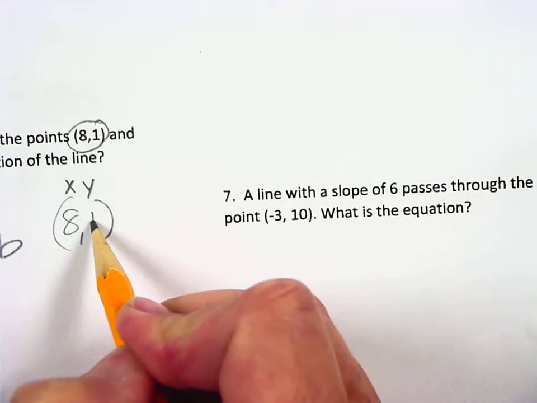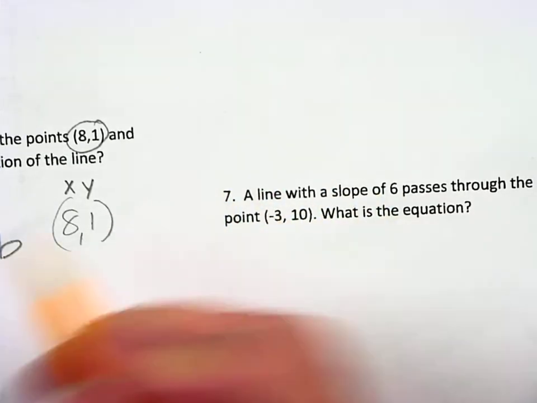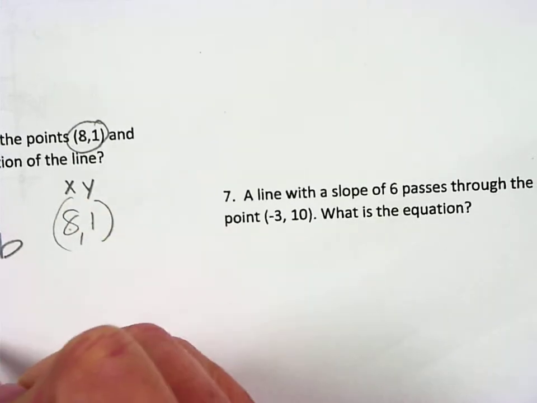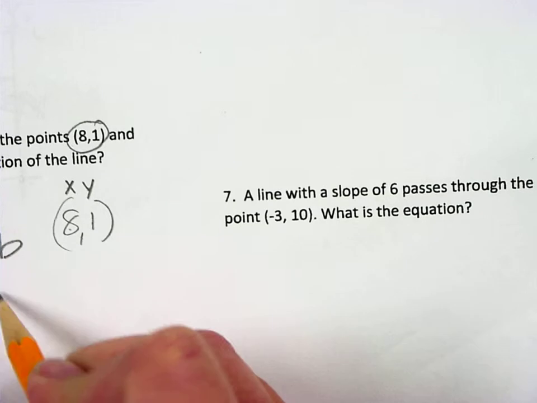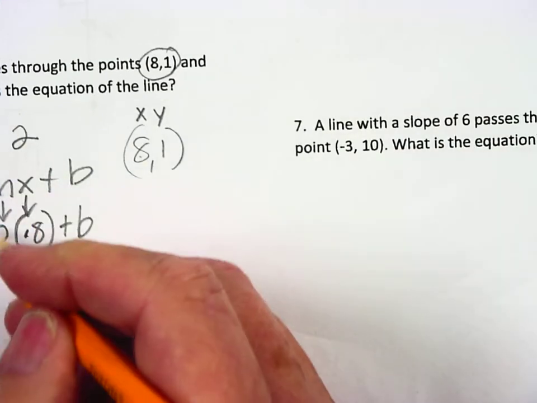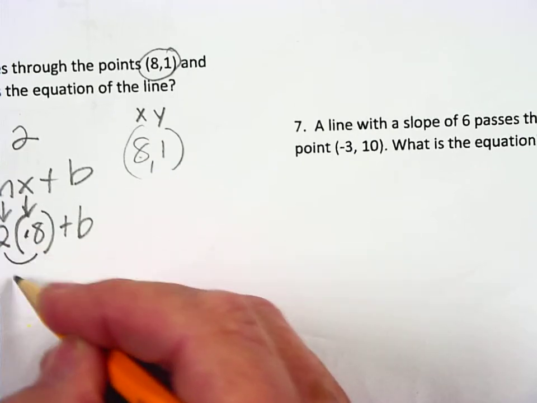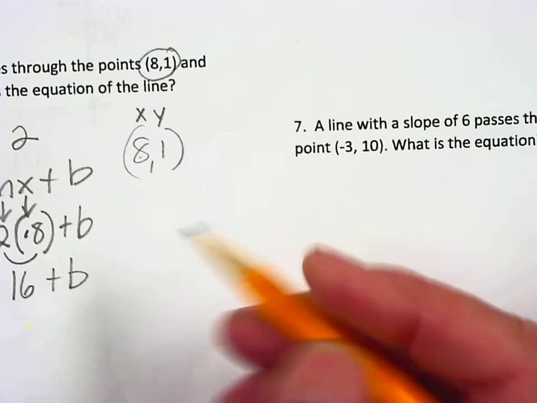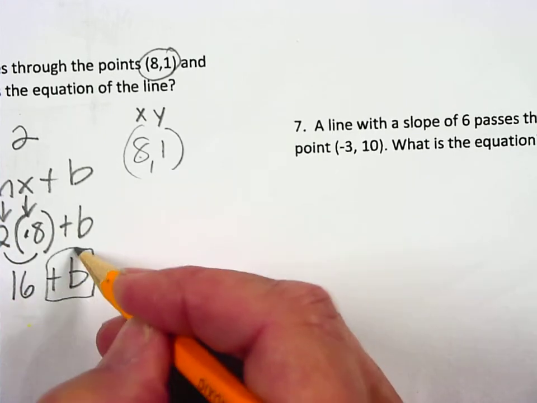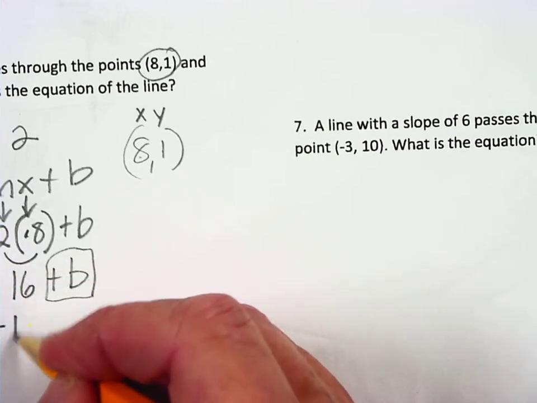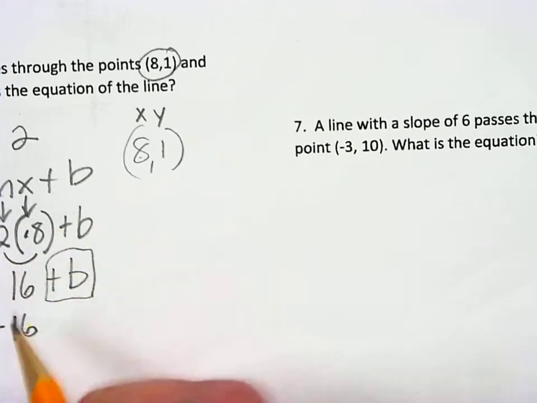Take this y value, which is 1, and plug it in here. My slope is 2. My x value is 8. We're going to multiply 2 and 8 and then add b. Okay, I'm going to simplify. 2 times 8 is 16 plus b. Now I need to get b alone. So I'm going to get rid of 16 by using the inverse, which is negative 16. If I do it on one side, I have to do it on the other side.